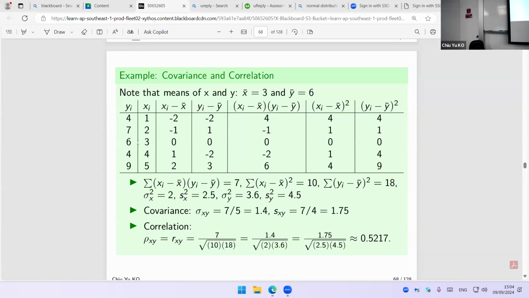Okay? Now, we know the X, right? Minus X bar here. This is the column. You subtract this column by that, and you do it for every entry. How you get this one is 4 minus 6, and you do that for every entry there. Is that clear? Okay?